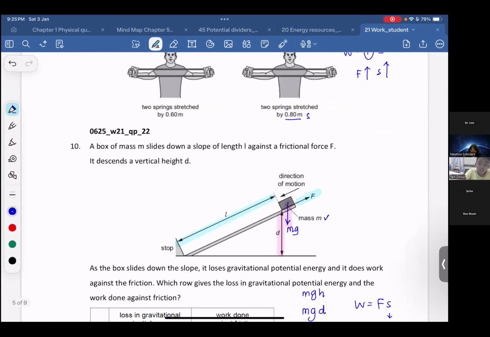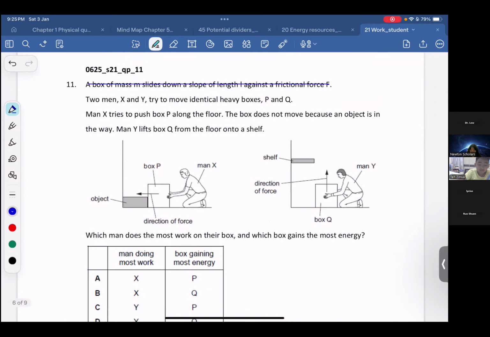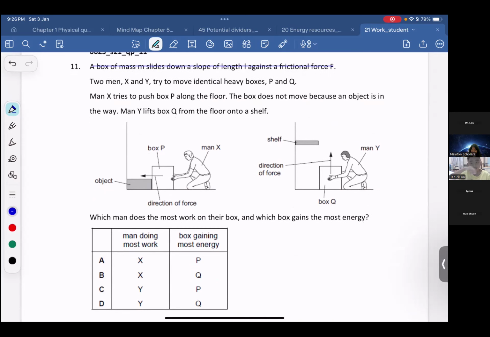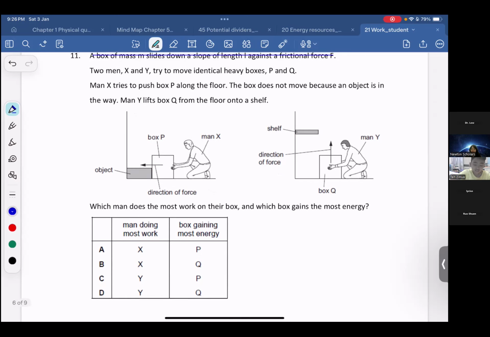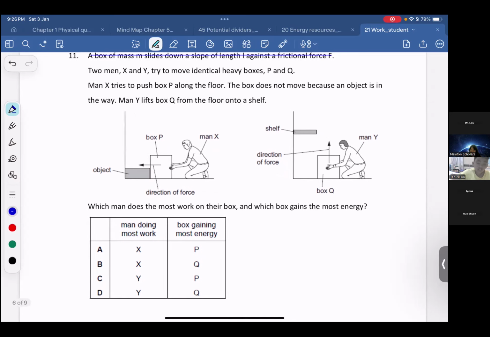Okay, two men X and Y try to move identical heavy boxes P and Q. The man X tries to push the box P along the floor. The box does not move because an object is in the way. Man Y lifts the box Q from the floor. Okay, so which man does the most work on their box? And which box gains most energy? Angeline, yes, correct.